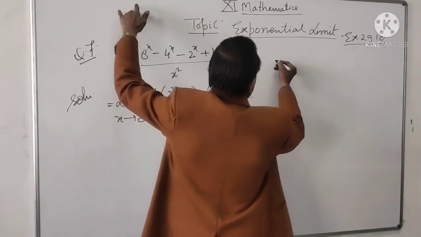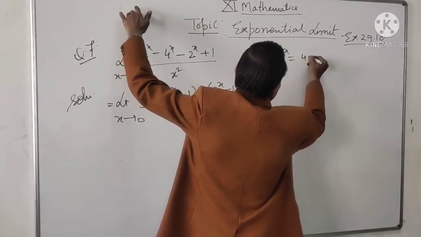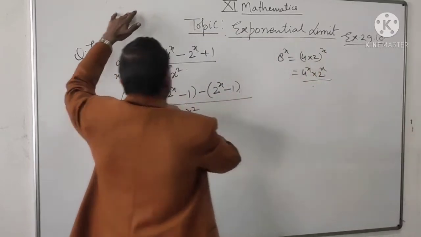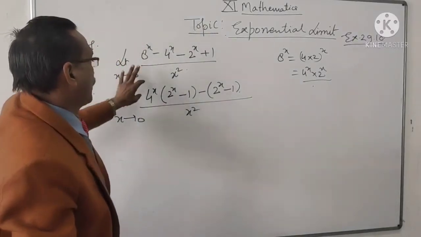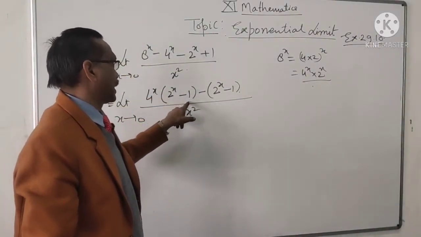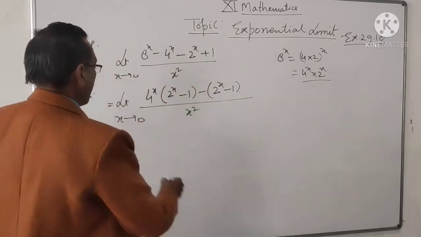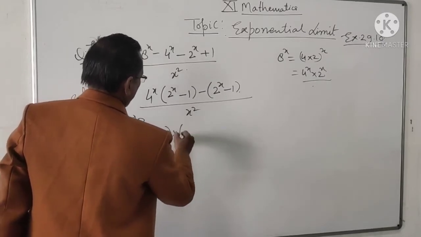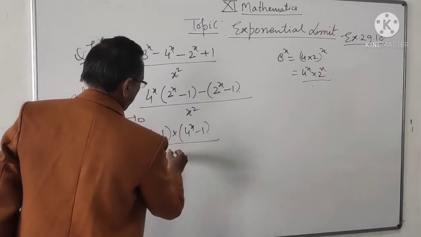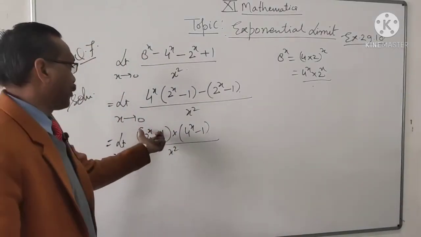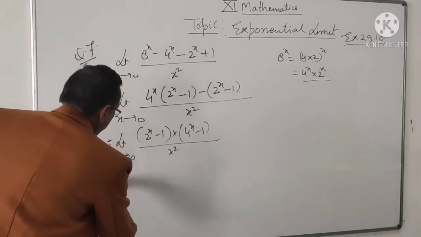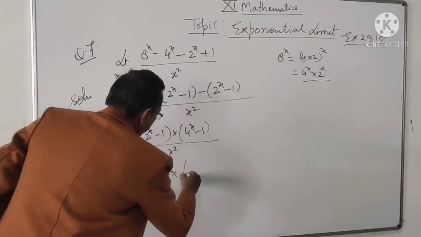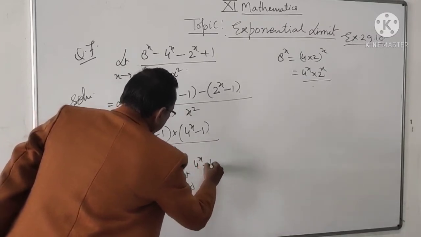Right? See, 8 power x can be written as 4 into 2 power x, which means 4 power x into 2 power x. This way we are factorizing 8 power x. Now 4 power x common, then it is 2 power x minus 1, and from the remaining, minus 1 common. Now again take 2 power x minus 1 common, into 4 power x minus 1 upon x square. We will break this x square, one for this, one for this. So it is limit x tends to 0, 2 power x minus 1 upon x into limit x tends to 0, 4 power x minus 1 upon x.